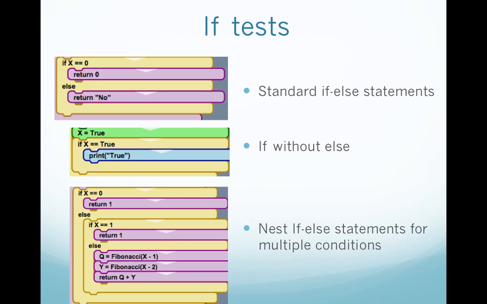Next is the if tests. There's the standard if test with the condition, what to do if it's true right here, and what to do if it is false. There is the option of using an if block without an else, so that it only does something if this condition is true. You can also nest if-else statements for multiple conditions. In this case, it's testing if it's 0 or 1, and it's doing the same thing. However, Calico Jigsaw does not have ands or ors. It will not compute, so you have to nest them.